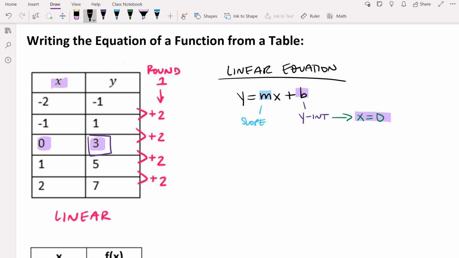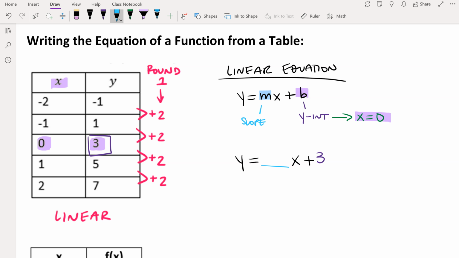So let's go ahead and plug that in. For this table, we're going to write the equation y equals, we'll put m there in a second. We're going to put something for our slope, then we'll have x plus 3. Cool. So how do we know what to put for m?